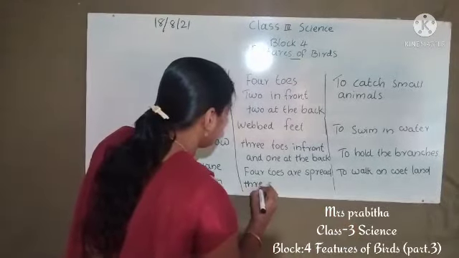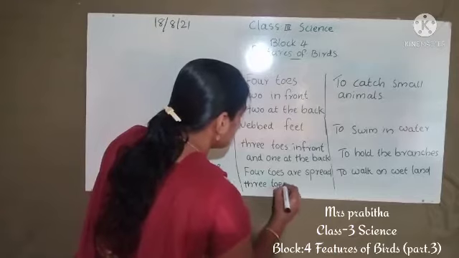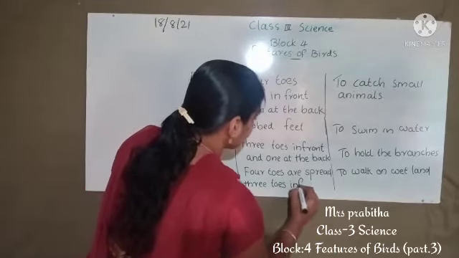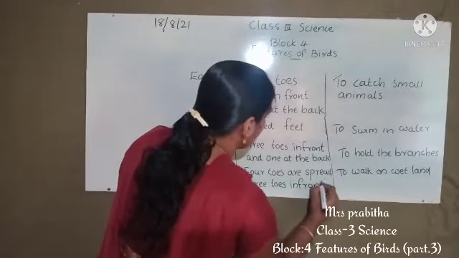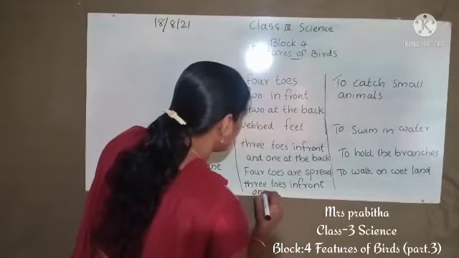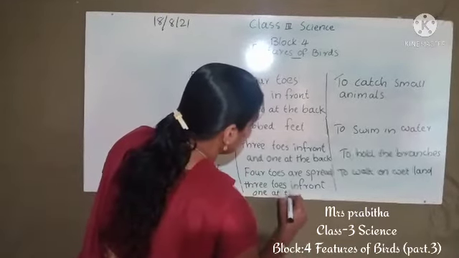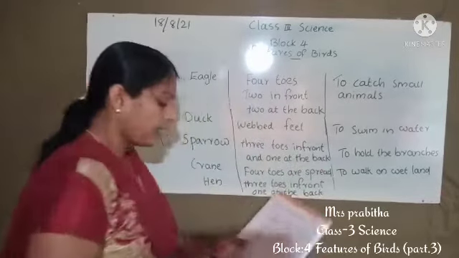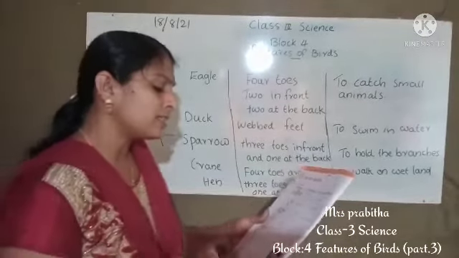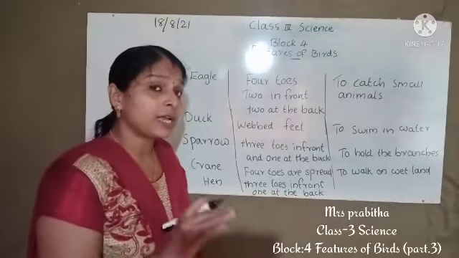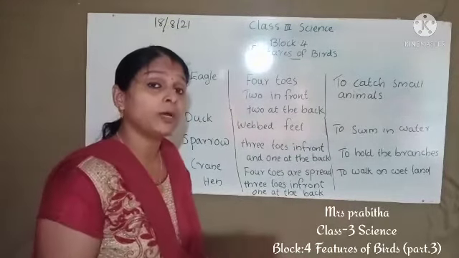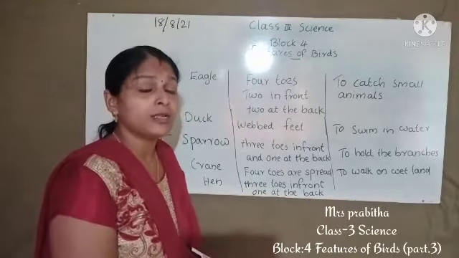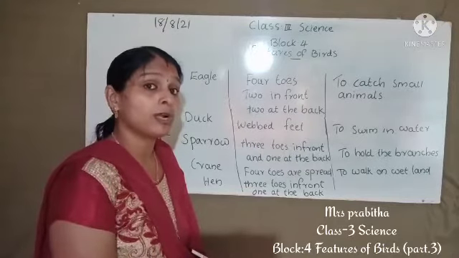3 toes in front and 1 at the back. So how does it help the bird? Yes, this kind of feet help the bird to walk on land. So these birds can be seen on land.